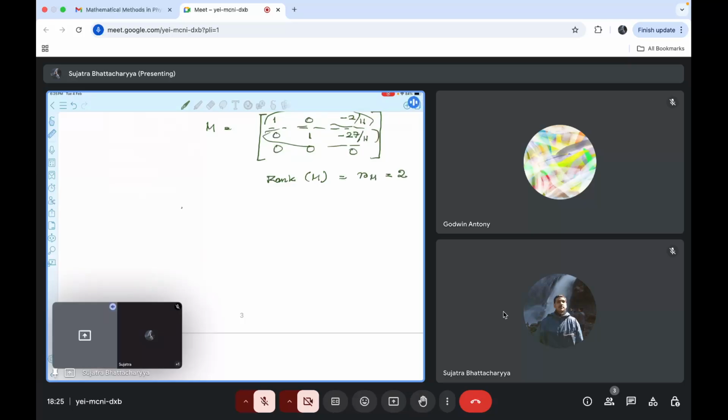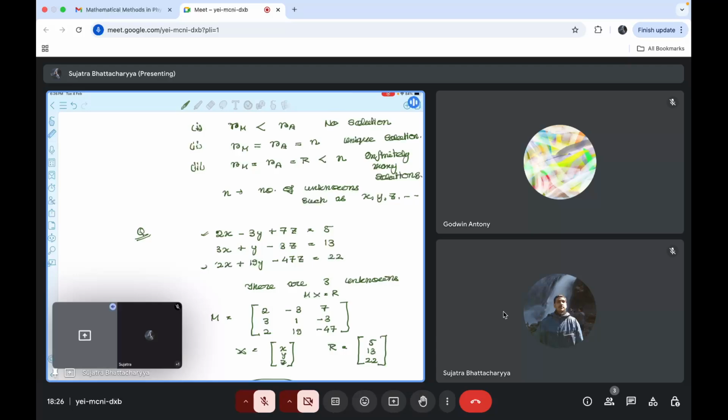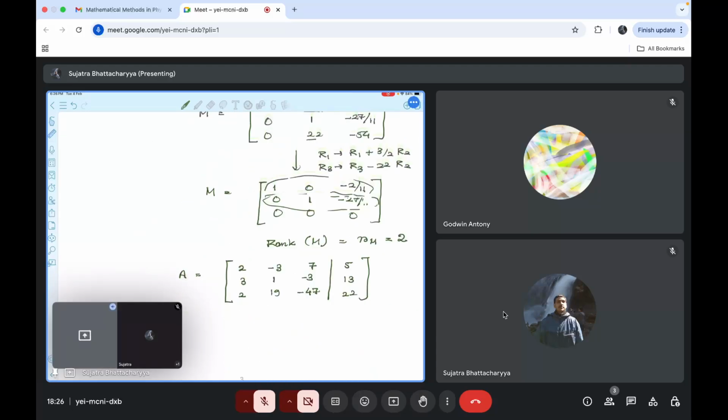What does augmented matrix mean? I'm just repeating it. The augmented matrix is M along with the resultant R. Okay, so M you can write as it is, whatever is there. 2, minus 3, 7. You have 3, 1, minus 3. You have 2, 19, minus 47. And on the other side, you have to write 5, 13, and 22. This is the right hand side part.